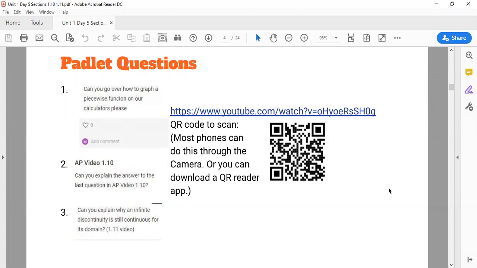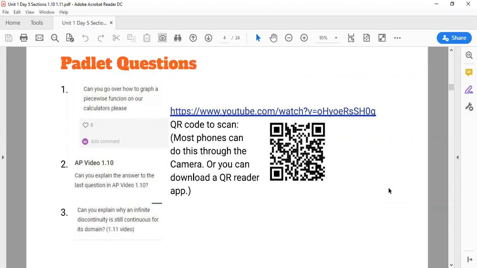Number 2, can you explain the answer to the last question in the AP video 1.10? Absolutely, I can. The only thing is you didn't indicate a timing, which might have really helped. I don't know exactly what you're talking about. You needed to be a little more specific because that question has 4 parts. It's number 4 and it has 4 parts. So I don't know necessarily what part you're talking about. So please, when you put these Padlet questions up, be as specific as you can.